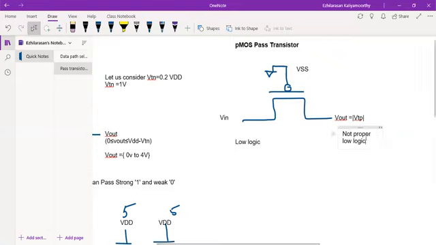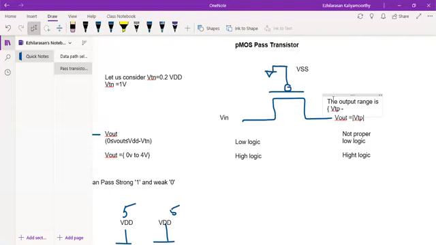Not proper low logic here. But when I give high logic, that is input high logic, then I will get high logic. Means when I give input equal to 0, it won't pass as 0 here. Why? Because the output range, here I will say, the output range is from VTP to VDD.